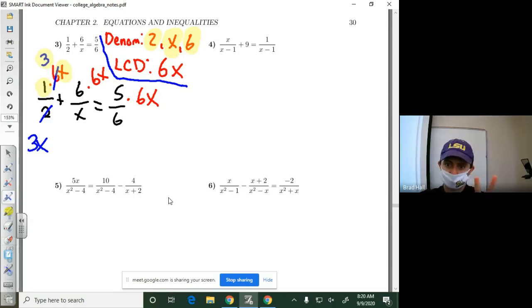For the second fraction, the x in the numerator will cancel with the x in the denominator. That's why we put an extra x in the place for the least common denominator. We want that cancellation to happen. And so the x in the numerator cancels out with the x in the denominator. What are we left with? 6 times 6, which is 36.